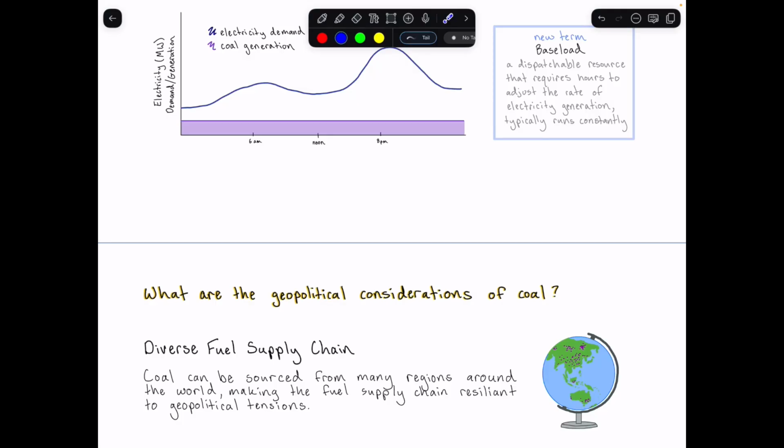So even if a country doesn't have their own coal reserves, if they import coal from another country, they can easily switch to sourcing their coal from a different country if, let's say, some geopolitical disruption blocks one country from exporting. So this means that fuel shortages are unlikely to occur, making coal a relatively stable energy resource to rely on for electricity generation.